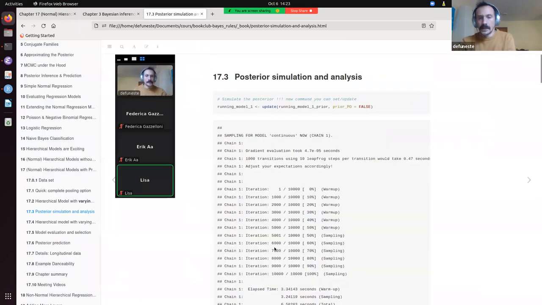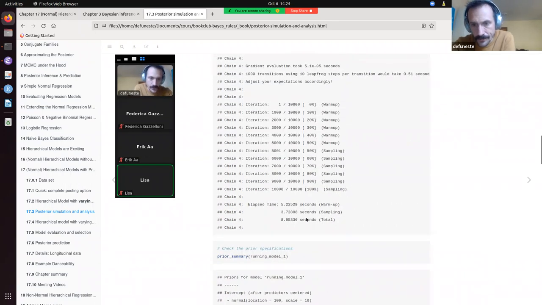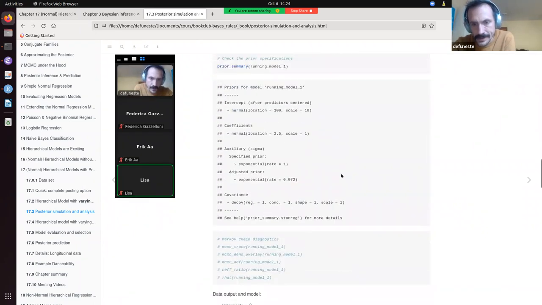Okay, so now we have done our priors. We will do the posterior simulation and analysis. This is something we didn't know. When you have run the prior analysis like we have done before, you can update the model you have used. So we update the running model one, with prior PD false, and then you will use the data that we already specified on the first call. Is it good? Okay, so the summaries.